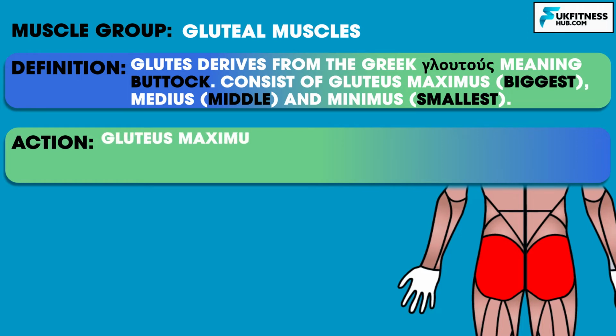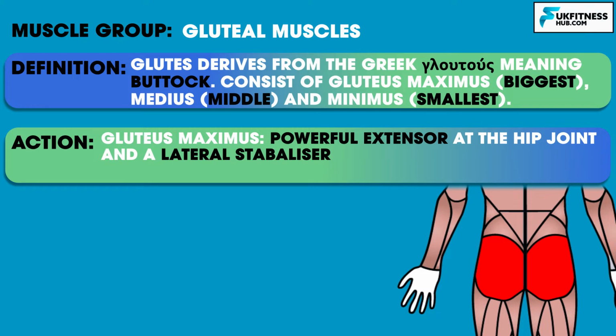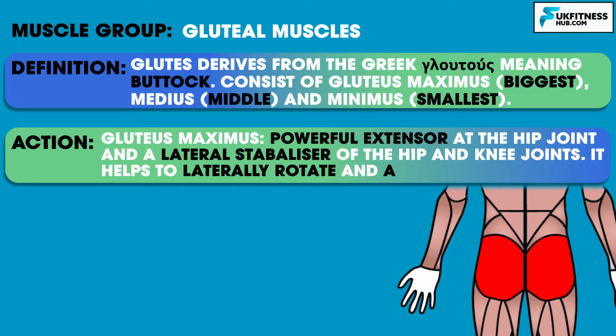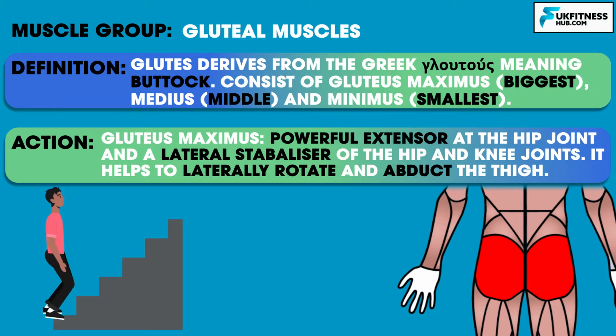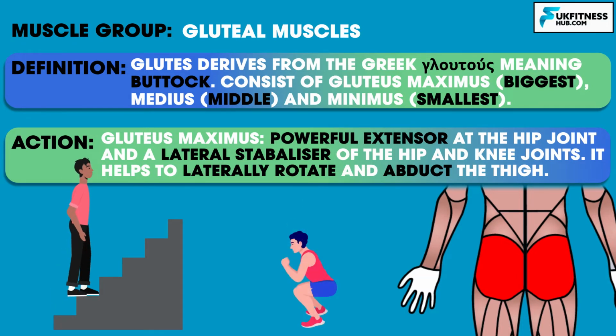The gluteus maximus acts as a powerful extensor at the hip joint and a lateral stabilizer of the hip and knee joints. It helps to laterally rotate and abduct the thigh, so in everyday life we use the gluteus maximus muscles to walk up the stairs and rise from a seated position. In the gym, a classic exercise is the squat.